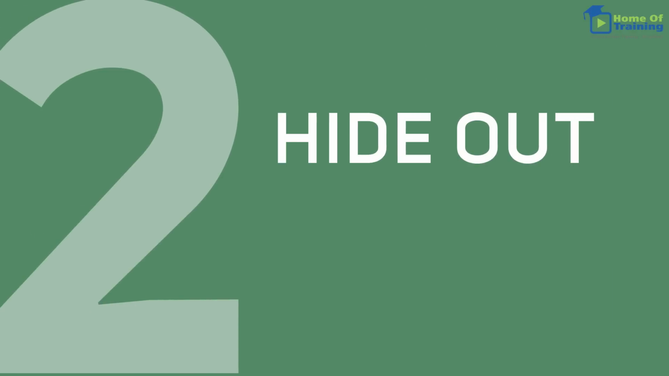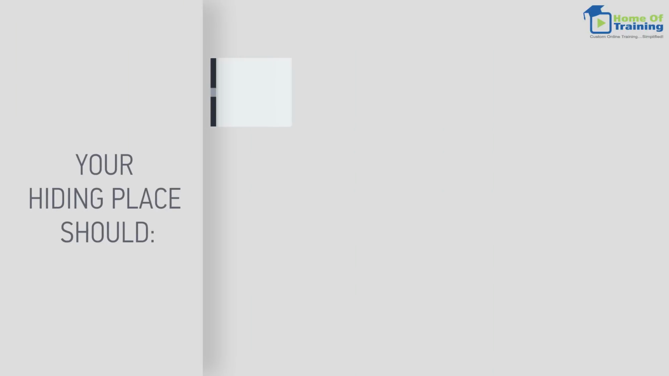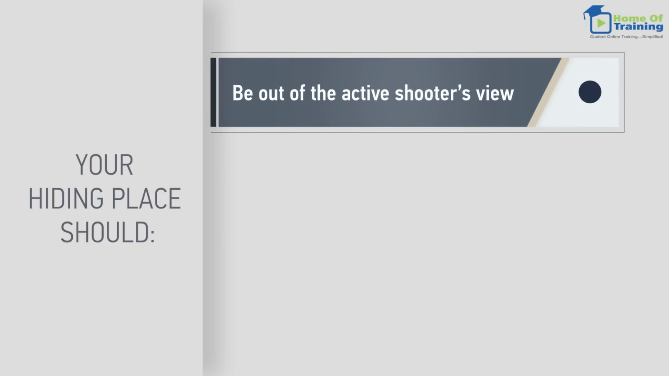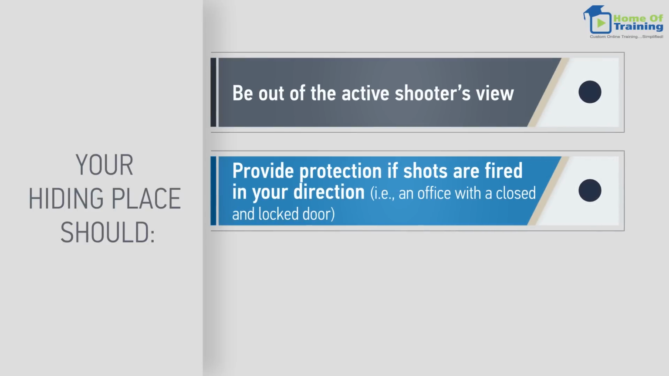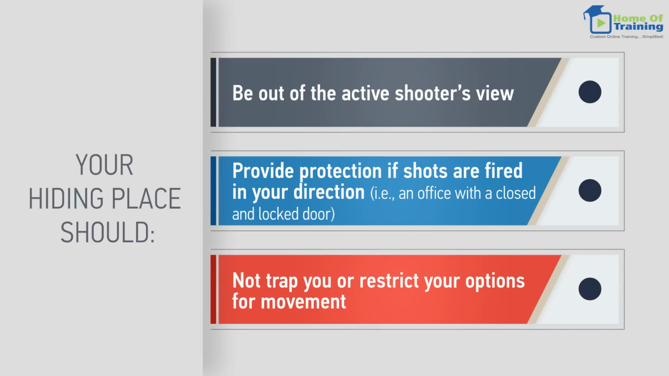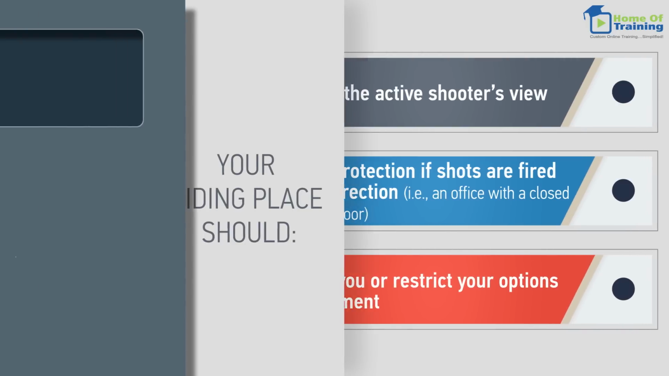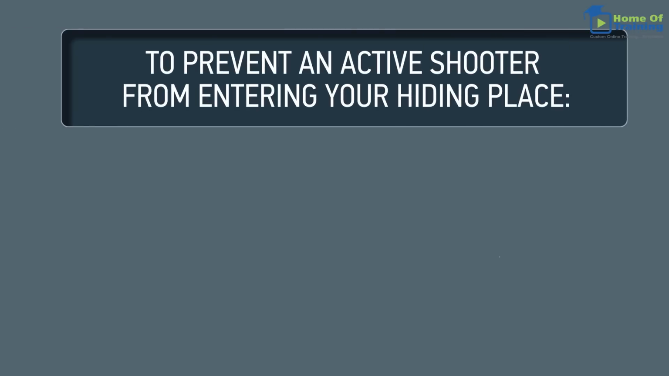Hide out. If evacuation is not possible, find a place to hide where the active shooter is less likely to find you. Your hiding place should be out of the active shooter's view. Provide protection if shots are fired in your direction, for example an office with a closed and locked door. Not trap you or restrict your options for movement. Prevent an active shooter from entering your hiding place.